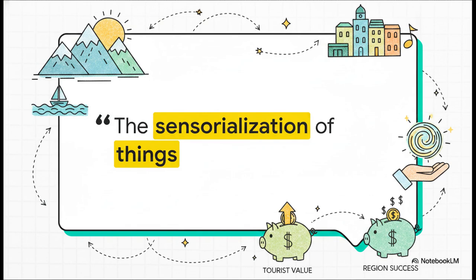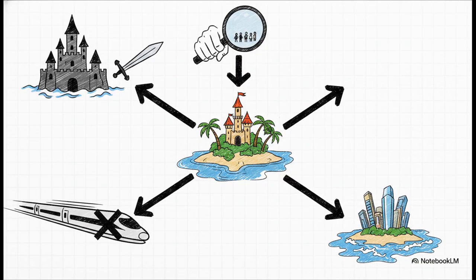But why go through all this incredible effort? Well, it's because of the experience economy. Pine and Gilmore called this the sensorialization of things. A destination can't just offer a clean bed and a nice view anymore. They must intentionally stage unique, totally memorable experiences. When a destination successfully co-creates an extraordinary experience with a tourist, it drastically increases that tourist's willingness to pay. This creates a consumer surplus, where the visitor feels they got immense value, and a producer surplus, driving massive economic success for the region.